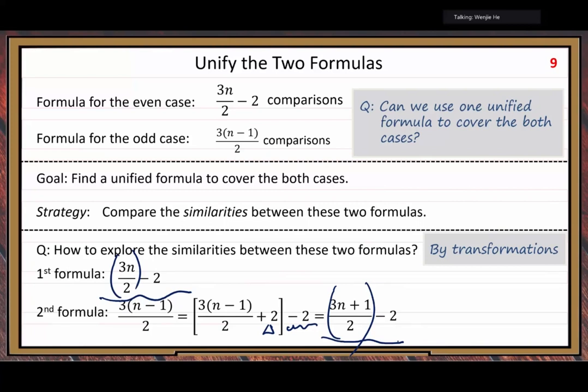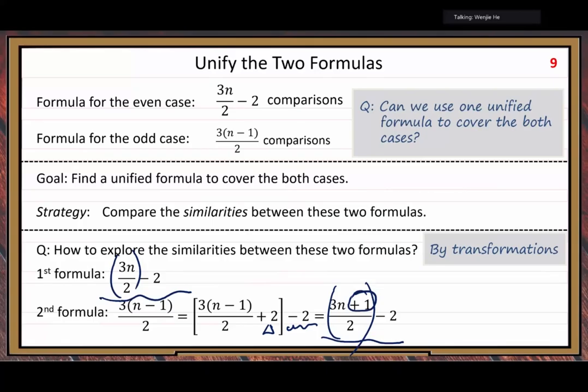Okay? So here, for 3n plus 1 over 2 to be an integer, n must be odd, right? If n is even, 3n plus 1 over 2 cannot be an integer, right? So here you can see the reason these two formulas are different, because we want to get integers. In order to get integers, we have to do an adjustment. So you treat this plus 1 as the small adjustment in order to get an integer.